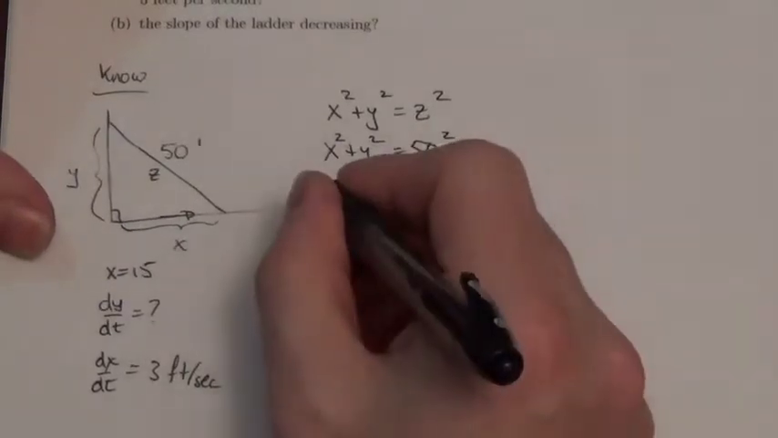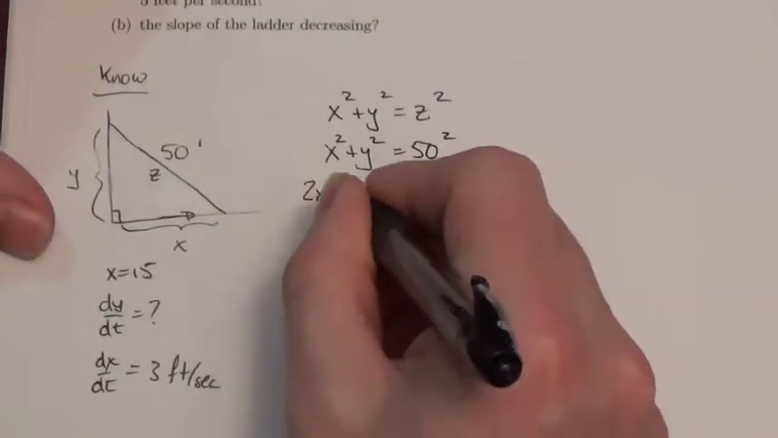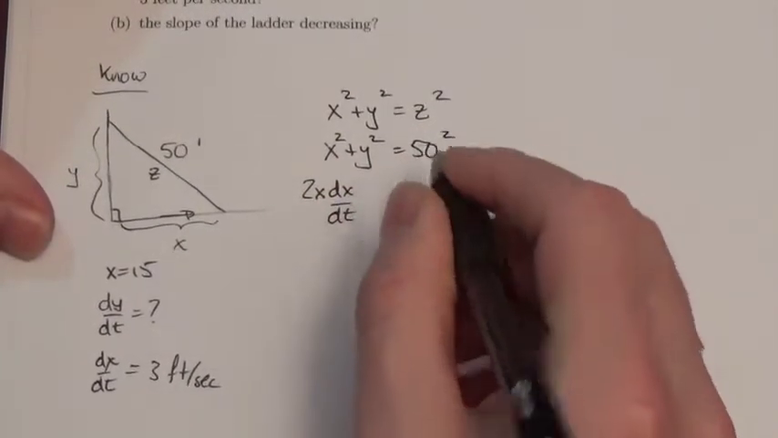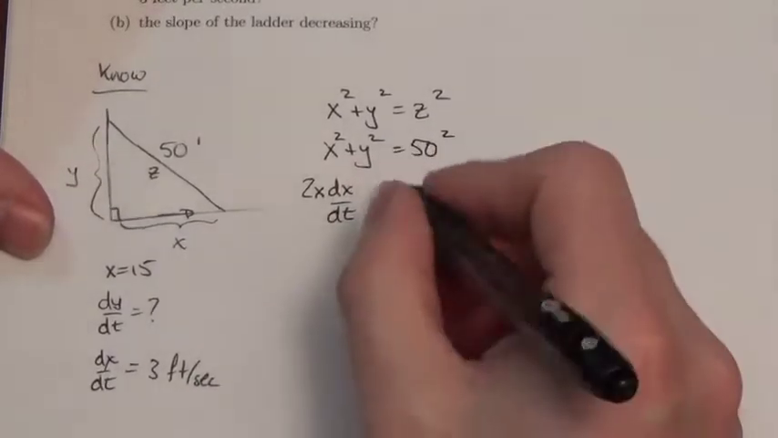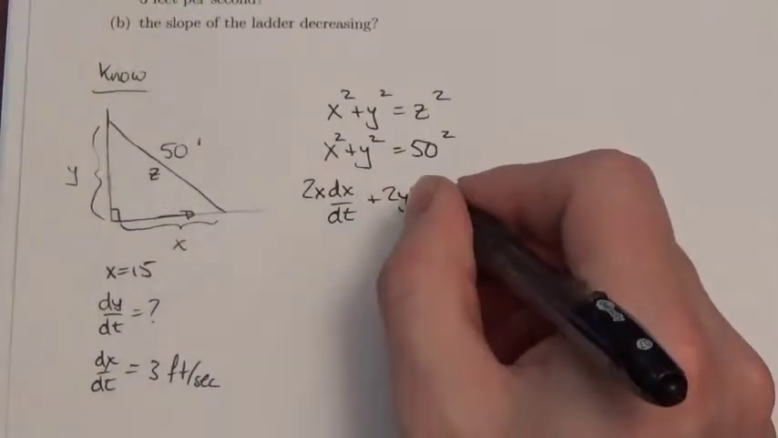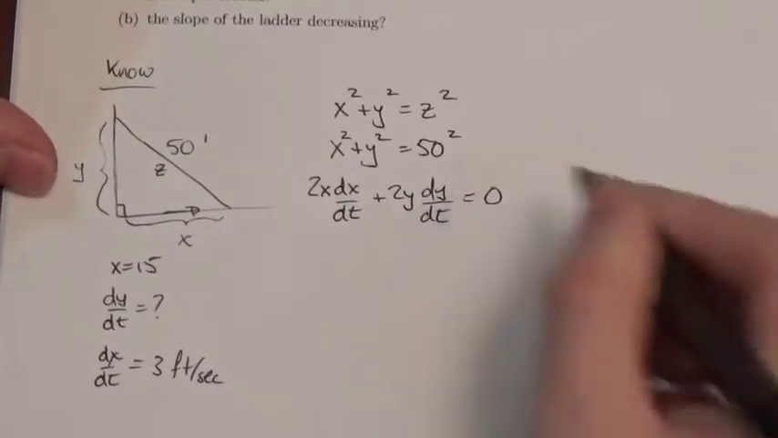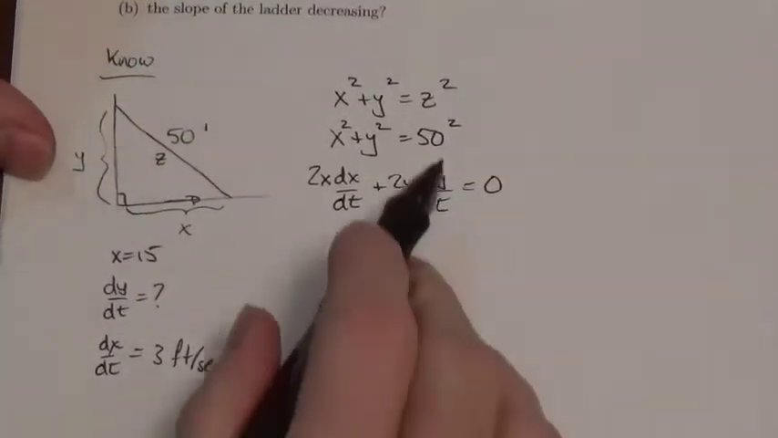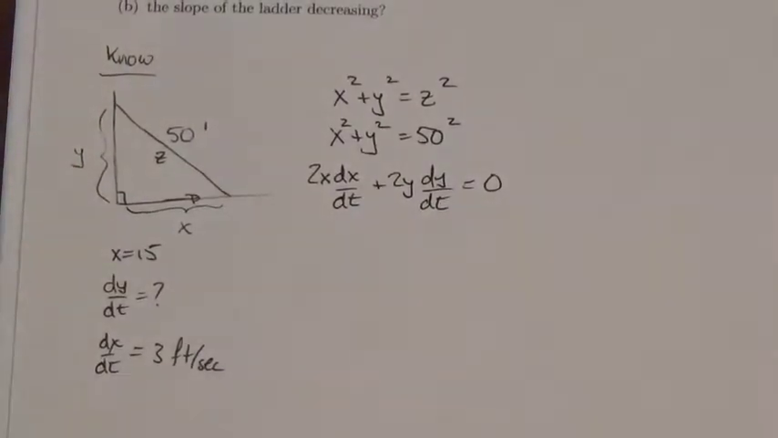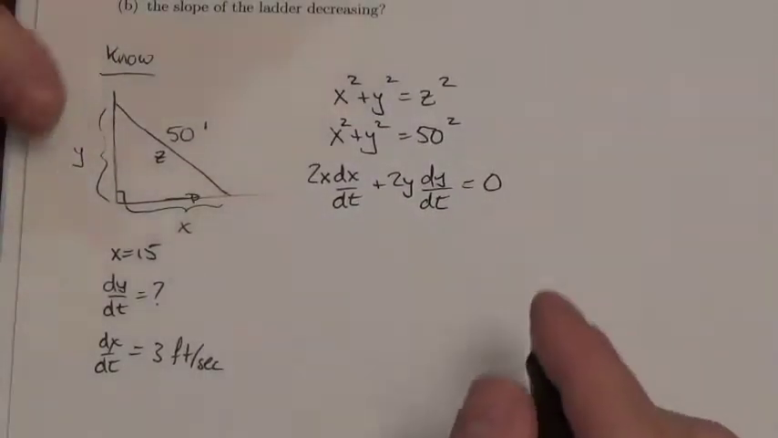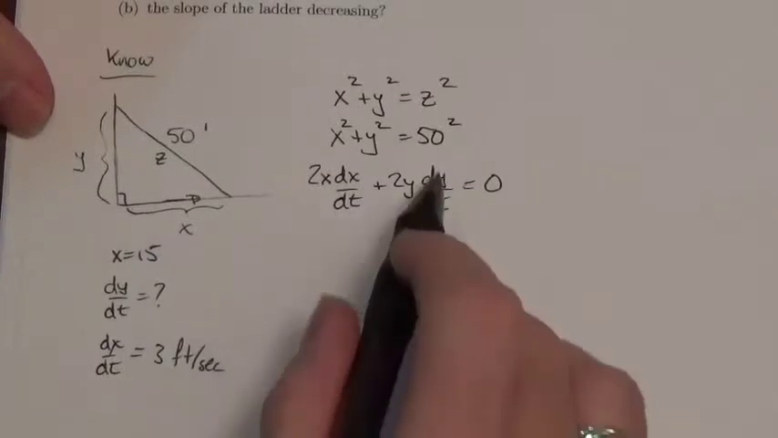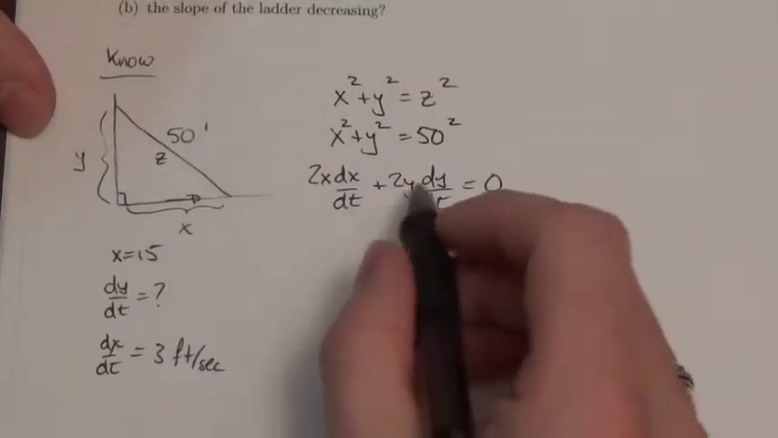Because now when I take the derivative here, I'm going to get 2x dx by dt, plus 2y dy by dt, and it's going to equal 0. I don't even evaluate 50 squared because I know in just a couple seconds I was going to take the derivative. It was going to go away. Now, I am looking for dy by dt. So I'm going to isolate that.